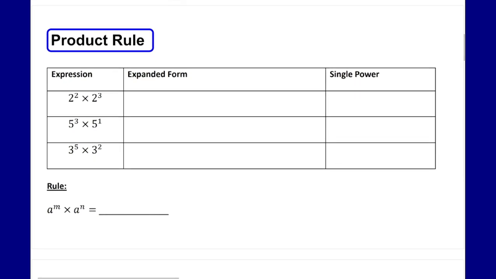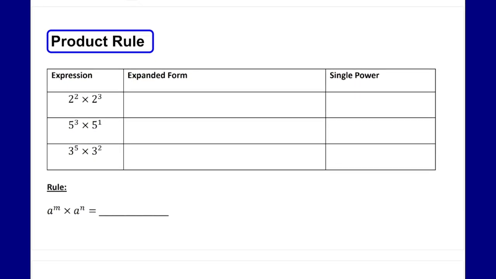The first one is called the product rule. And the product rule is when we multiply powers. So when we multiply, the answer is called the product. That's why it's called the product rule. So we have an expression, 2 to the power of 2 times 2 to the power of 3. Let's write that in expanded form and then see if we can simplify it to a single power.